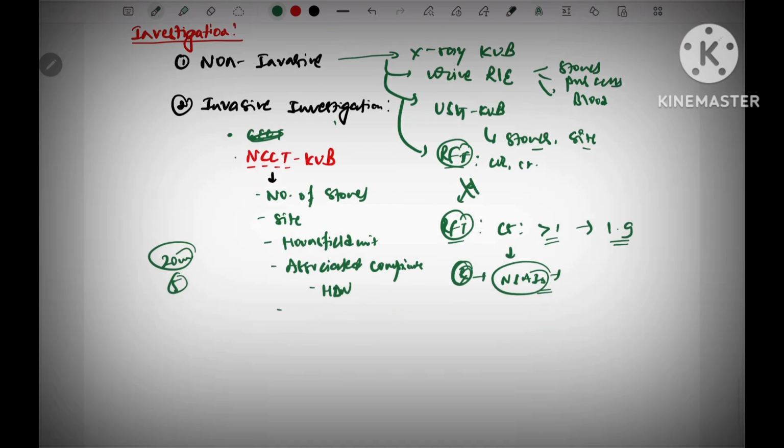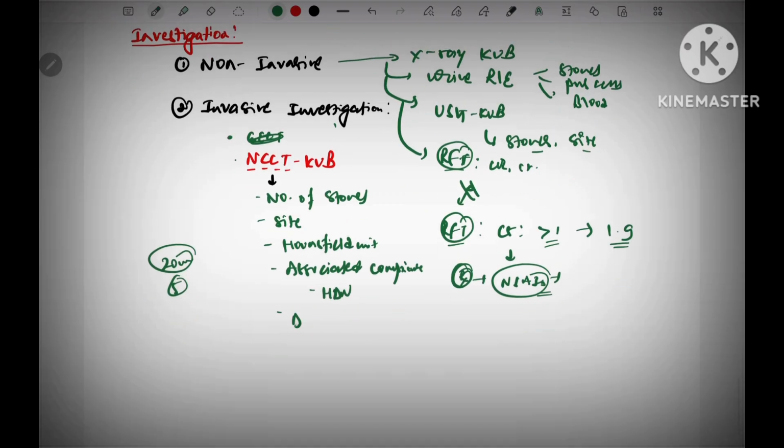And the fifth thing we can see from NCCT KUB is the distance from skin to stone. So these are the things which we can see from NCCT KUB.